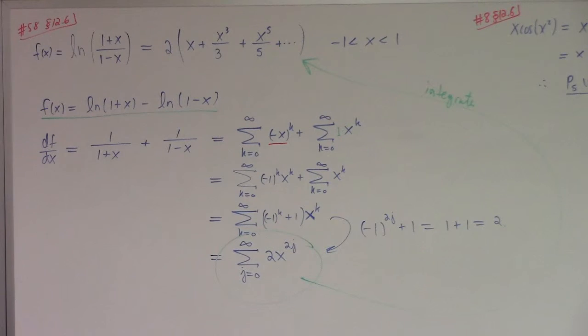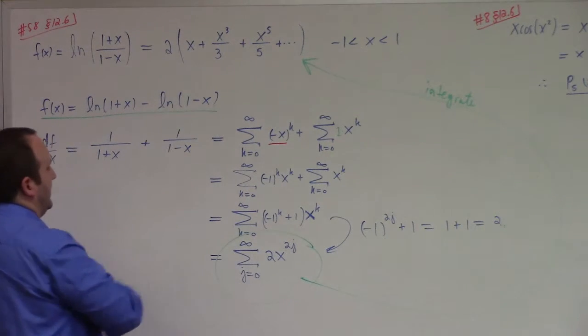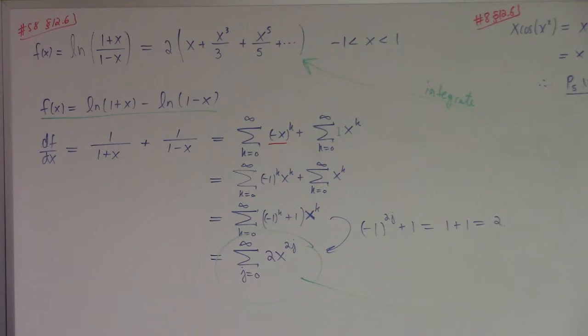Yes, sir? Why is it adding after you differentiate? Should it still be negative? The chain rule says that I have to multiply by the derivative of the inside function here, which is 1 minus x, which has the very boring derivative of minus 1, and then minus a minus gives me plus. But good question.